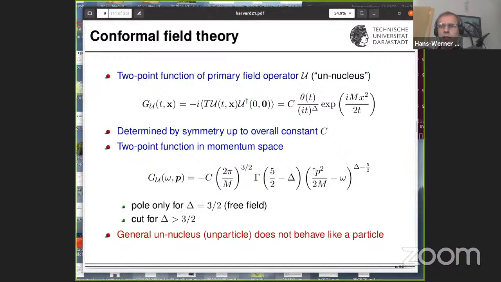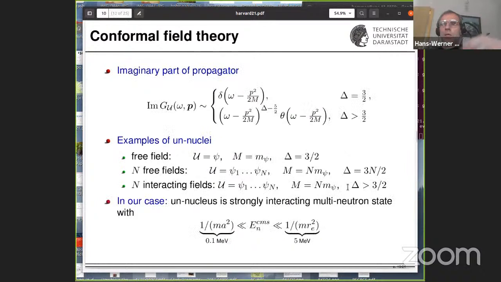And because of this, this general un-nucleus then of course doesn't behave like a standard particle, since the Green's function only has this cut. And this is kind of the property that we will be able to see, hopefully experimentally. The imaginary part of this propagator is given here. So again, there's the delta function if you have this pole, and you have the branch cut here.